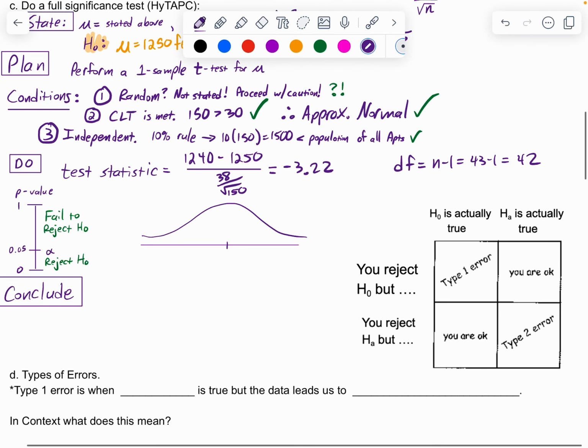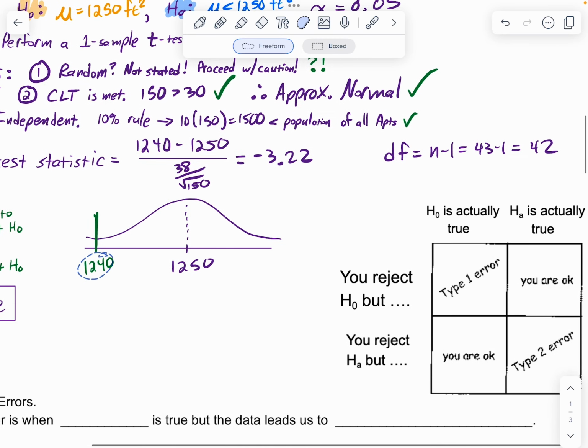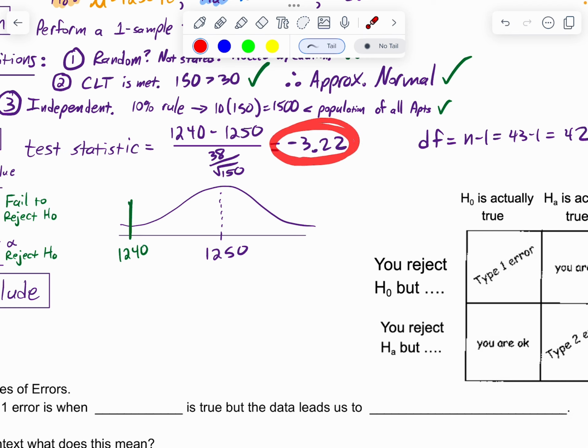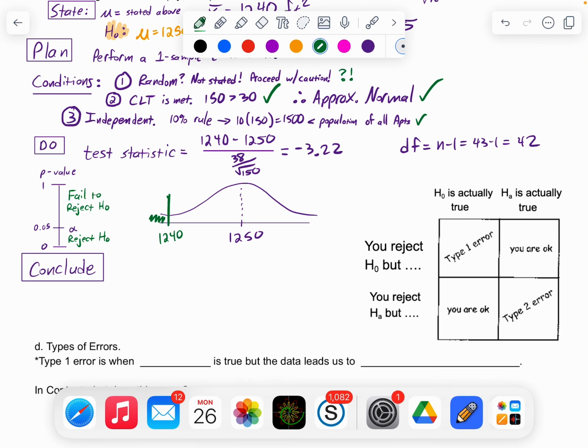So on my picture here, I like the pictures, it always helps me. 1250 is the center of this sampling distribution if they are advertising truthfully. Our sample is over here at 1240. In fact, I can tell it's going to be probably further over here, because this is a pretty large negative z-score. It's quite a ways over there. And then we're trying to find this shaded area right there.